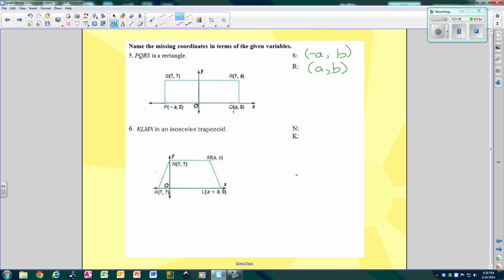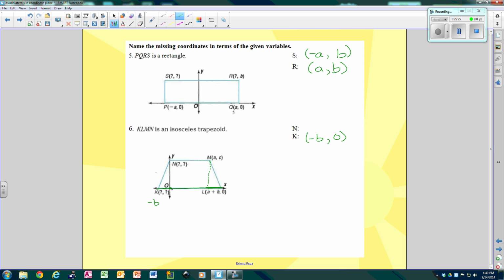So all you have to do is look at the other points and see how far they go up and how far they go over. Okay, this one's a little bit different. They're saying from here to here is A plus B. So that means if I draw this little line down through here, from here to here is B. So that means the x value is negative B. Okay, so the x value of K is negative B. And since I'm on the x-axis, the y value is 0.